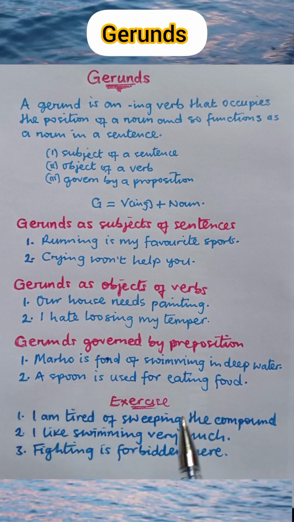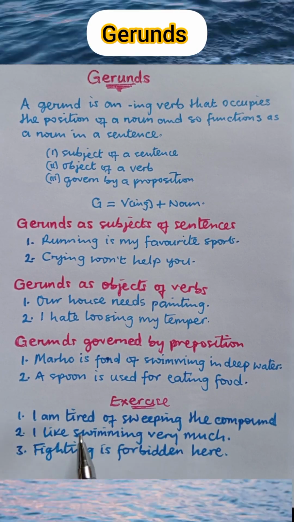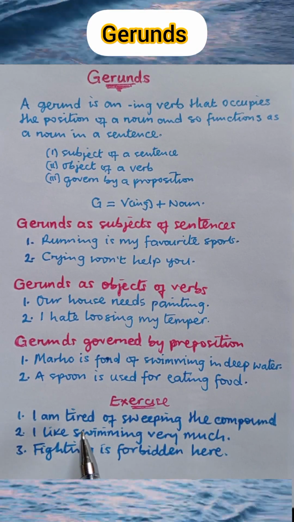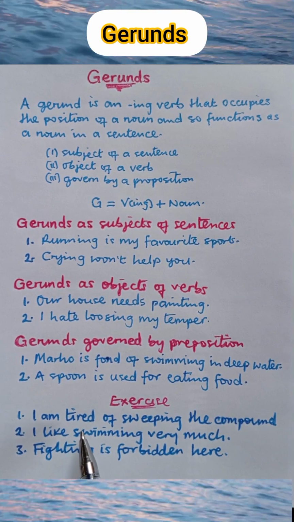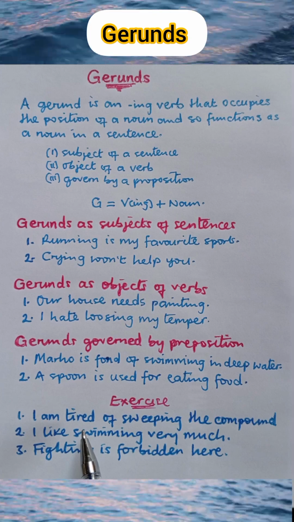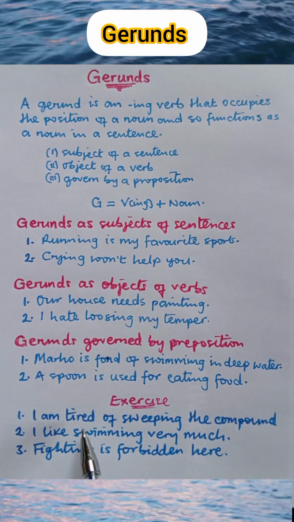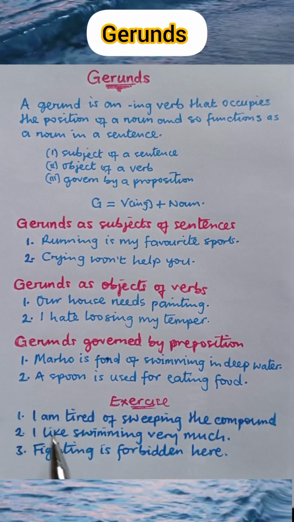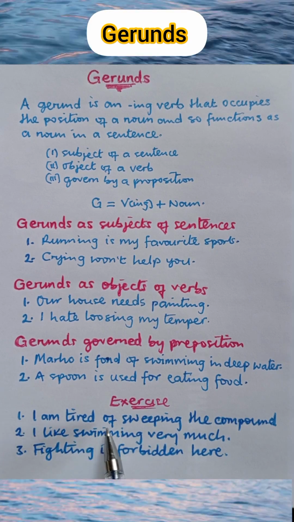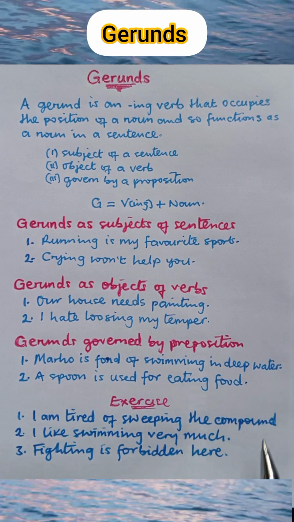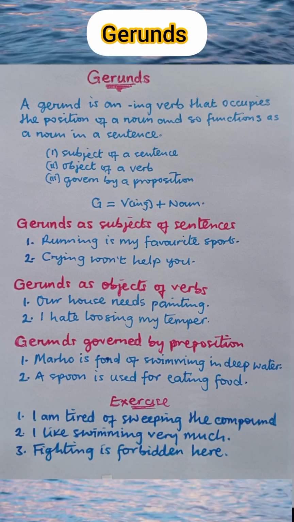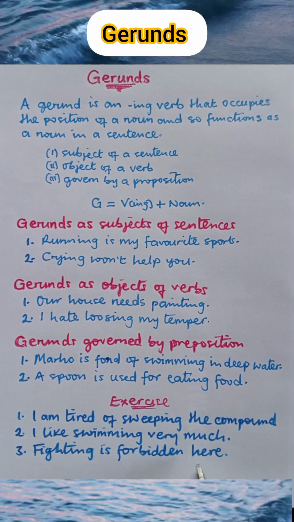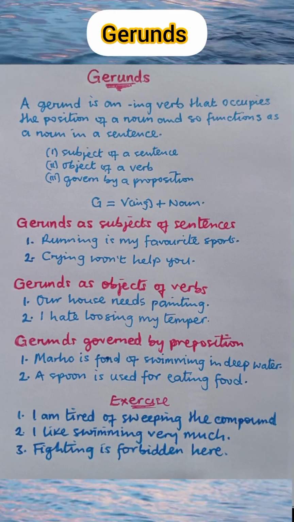Now, here is the exercise. We have 3 sentences here. For each of these sentences, you are to identify the gerund in the sentence and indicate if it is a subject, an object, or it is governed by a preposition. Now, here are the sentences. I am tired of sweeping the compound. Number 2, I like swimming very much. Number 3, fighting is forbidden here. Kindly put your answer in the comment section.